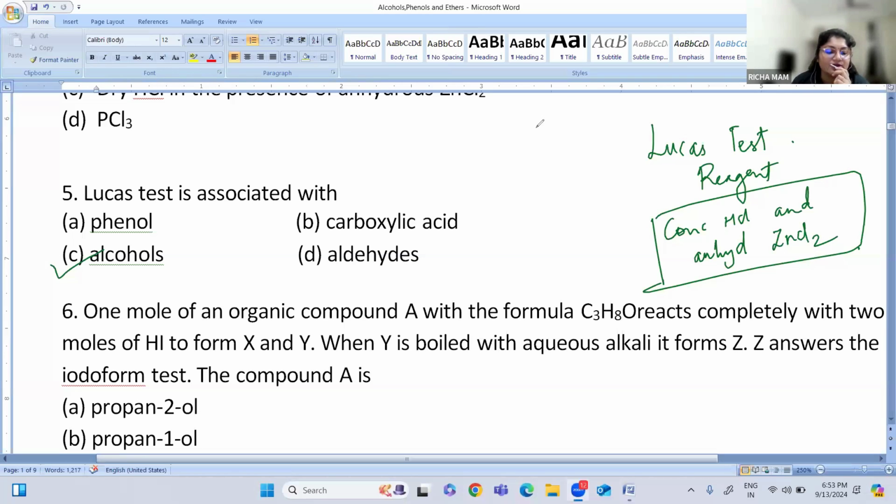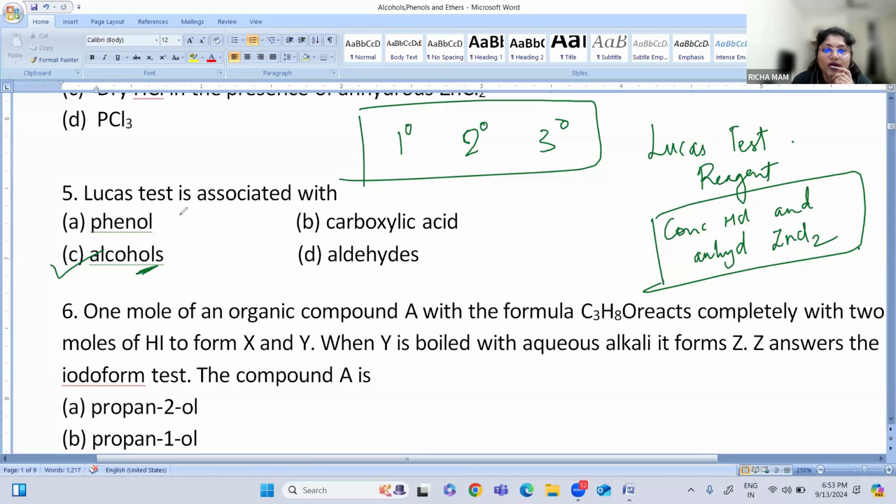So Lucas test, it is associated with what? It is a distinguishing test. Why are we doing a distinguishing test? Because in alcohols we have three types: primary alcohol, secondary alcohol and tertiary alcohol. If we don't know what type of alcohol is present, by doing the Lucas test we can distinguish whether it is primary, secondary or tertiary. In primary, we do not get the precipitate, right? And in secondary, what will happen?